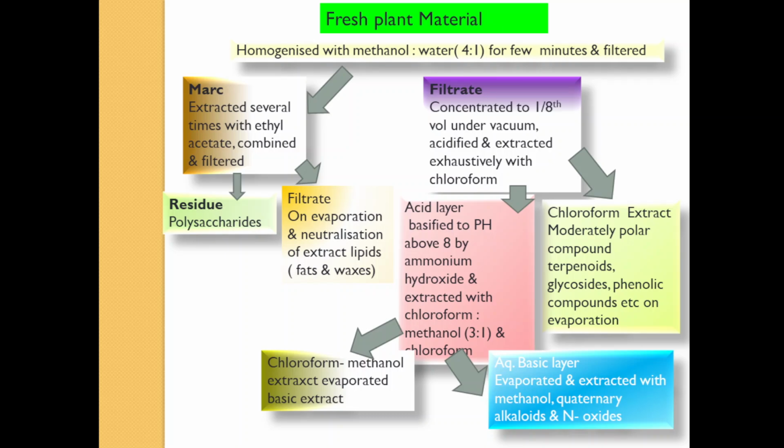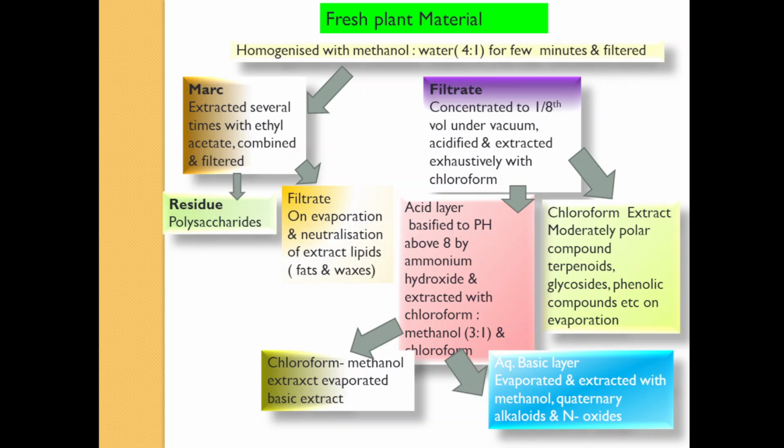Now again it is extracted with chloroform and methanol. Now that chloroform methanol extract is evaporated and you will get a basic extract. The basic extract you are getting by evaporating the chloroform methanol extract, and the aqueous layer is evaporated and extracted with methanol and it contains quaternary alkaloids and oxides. Quaternary alkaloids are present in that acidic layer.